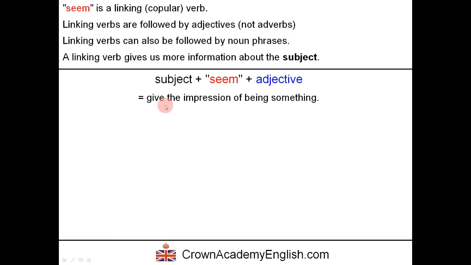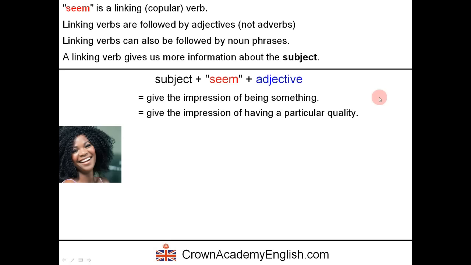So reminder, the meaning is to give the impression of being something, or to give the impression of having a particular quality. Claire seems happy. So Claire is giving the impression of being happy. So maybe she's happy, maybe she's not, but she seems happy. Okay, you understand the meaning? We don't know if she is definitely happy, but she seems happy. She gives the impression of being happy.